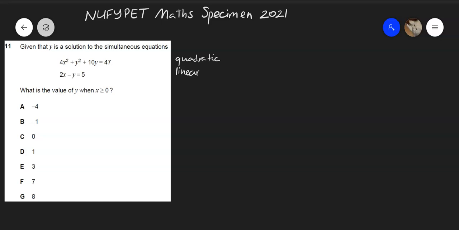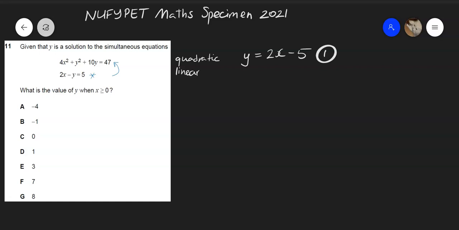What is the value of y when x is greater than or equal to 0? The substitution method is the most obvious to use here. We will express y in terms of x from the second equation, this one here, and we'll substitute this into the first equation. Now let's rewrite the second equation, which I marked with an asterisk, as y equals 2x minus 5. Let's mark it as equation 1, and I'm going to substitute this equation into the quadratic one.